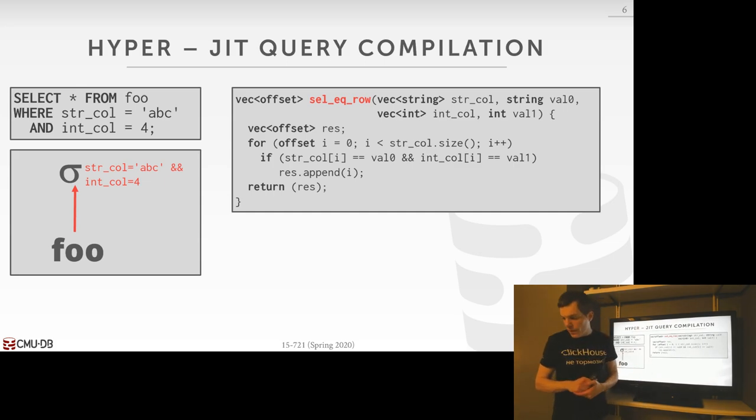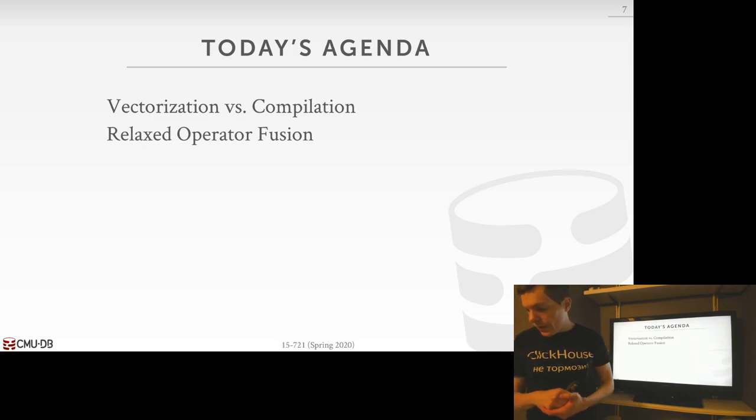Okay, so the paper that you were assigned to read is trying to answer this question: is it better to stitch together pre-compiled primitives, as in Vectorwise, or should we do holistic compilation like in Hyper, with that push-based processing model? The first part of the lecture is trying to understand these two distinct design approaches, and then the second part will finish up with a way of blending them together into a hybrid query processing model. Okay?